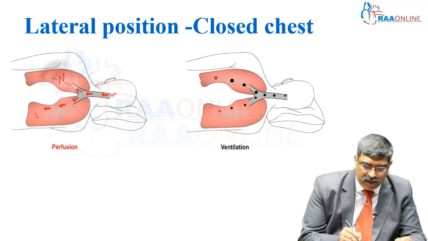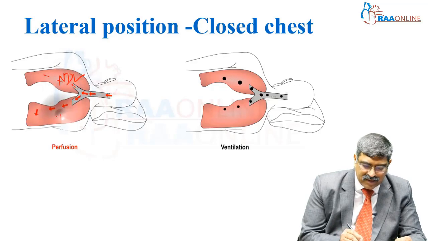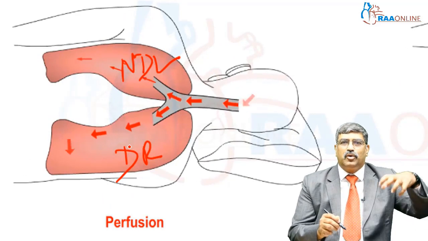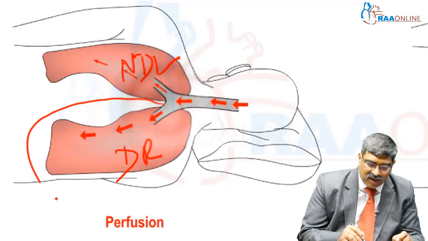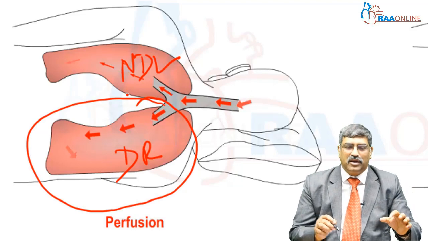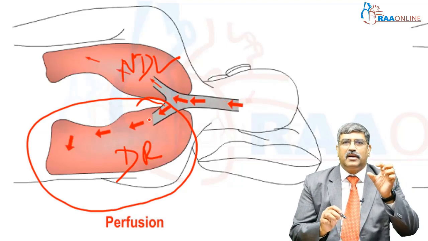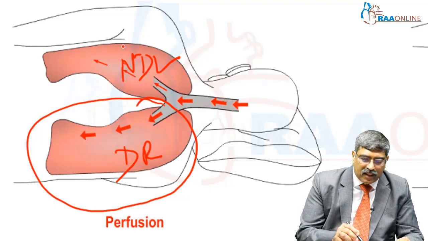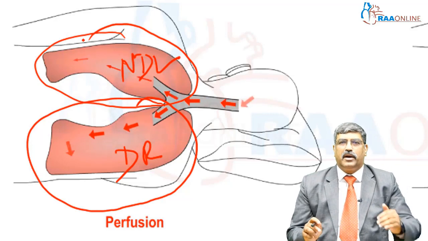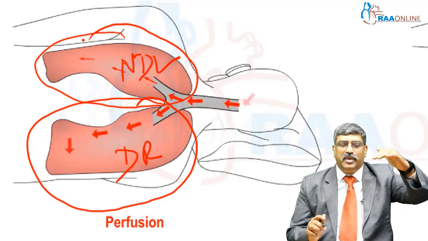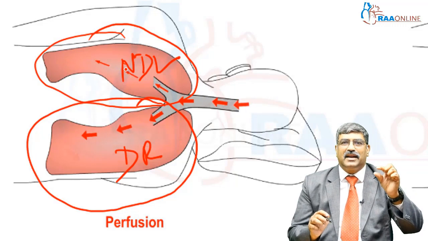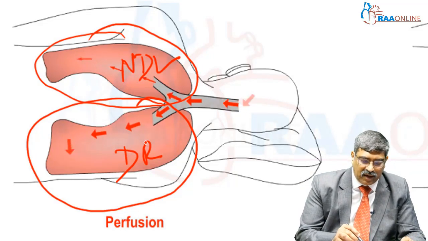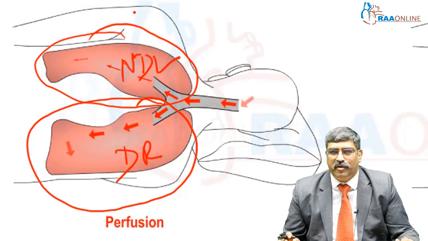This is the non-dependent left lung and this is the dependent right lung. Being dependent, due to gravity the right lung will receive more perfusion. This is shown by the slightly broader red arrow mark. The left lung, being non-dependent, due to gravity receives a little less perfusion, which is shown by the slightly narrower red arrow mark. So the right lung is going to receive more perfusion and the left lung less perfusion.